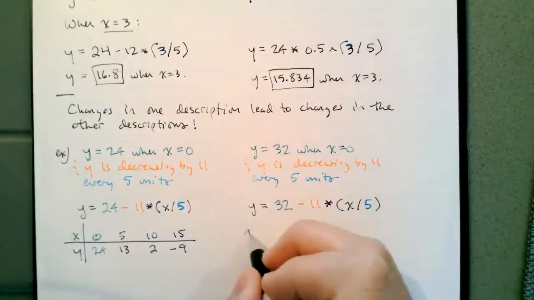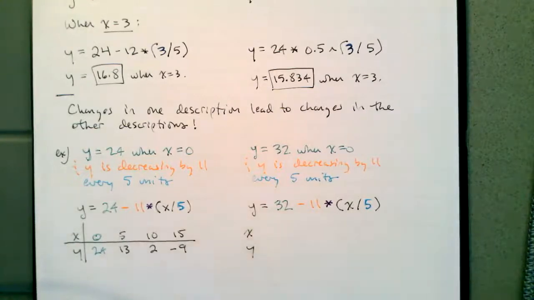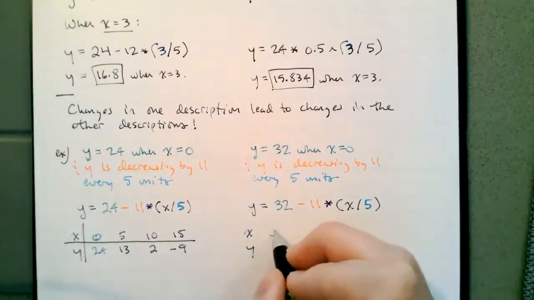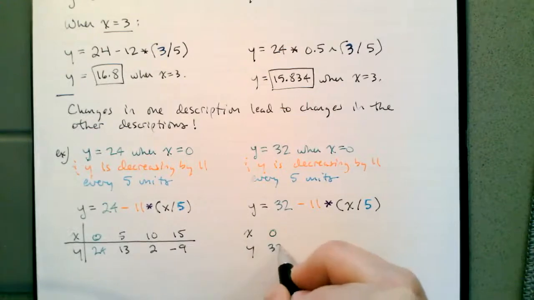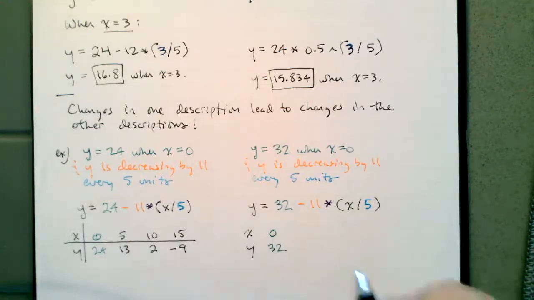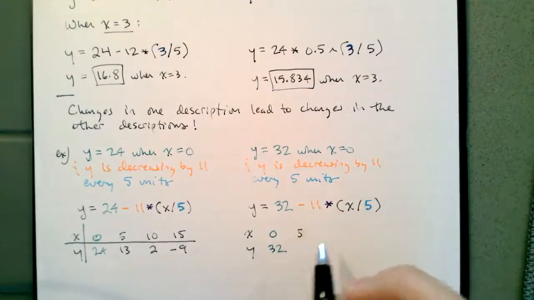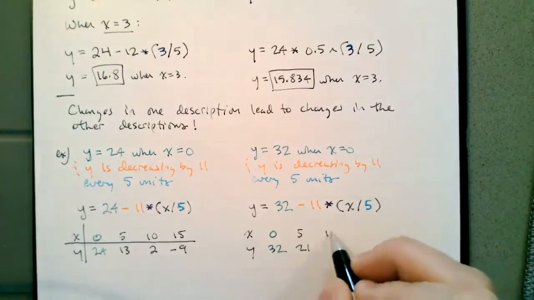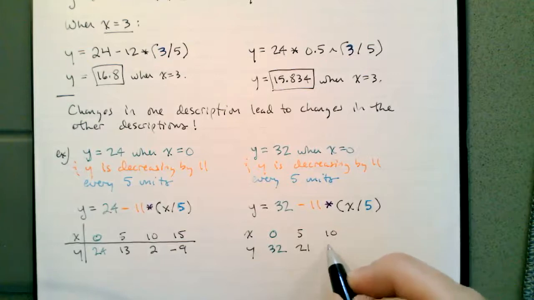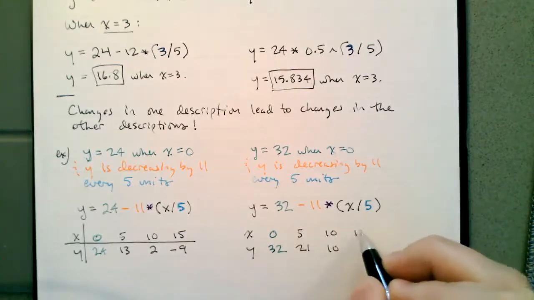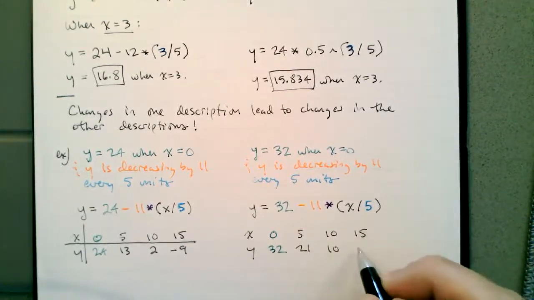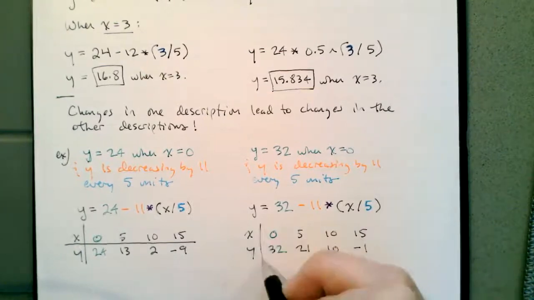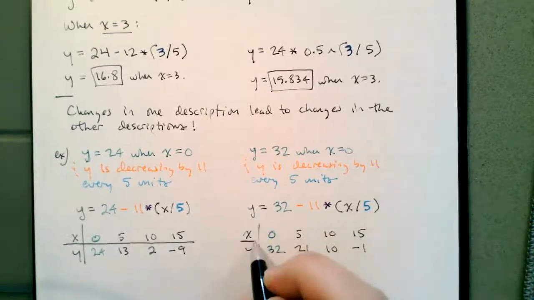In our table of values, we want to see how it would look different. Instead of starting off at 24, we'll start off at 32. 5 units later, we'll have subtracted 11 from y one time, so we'll be at 21. 10 units later, we'll subtract 11 a second time, and we'll be at 10. And 15 units later, we'll subtract 11 one more time and be at negative 1, excuse me.